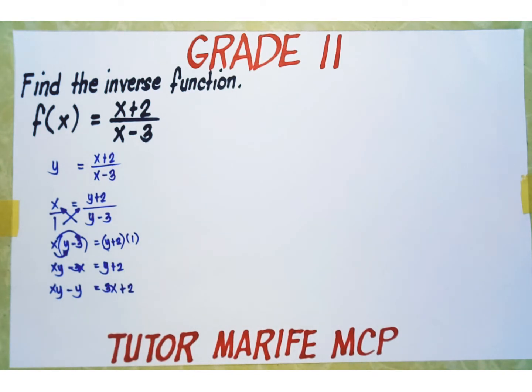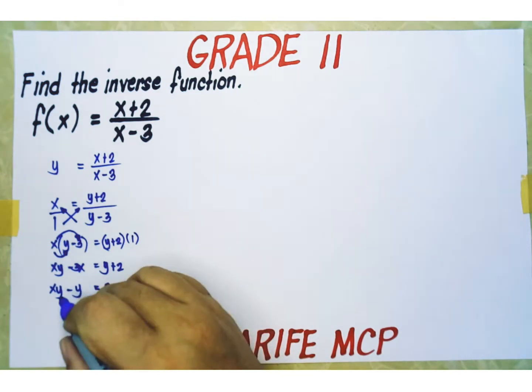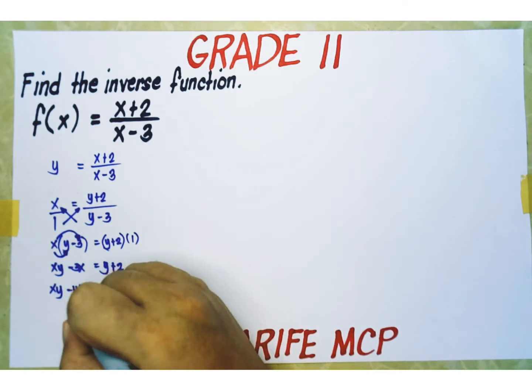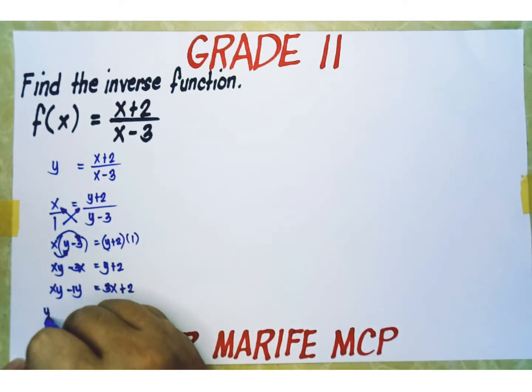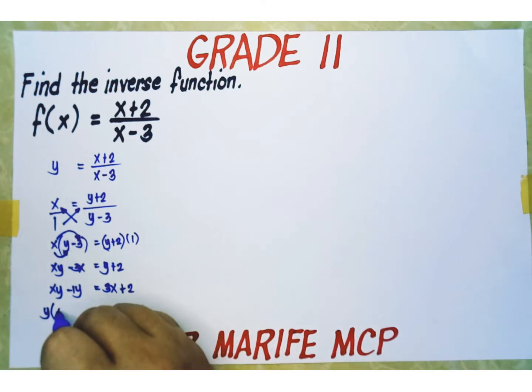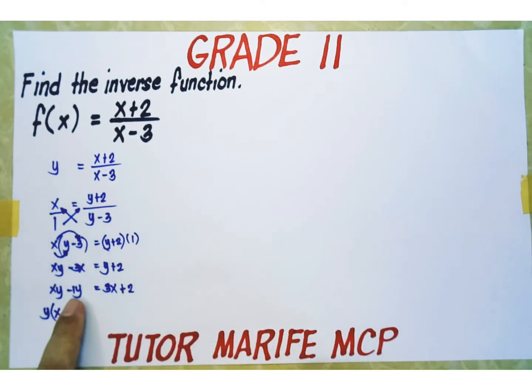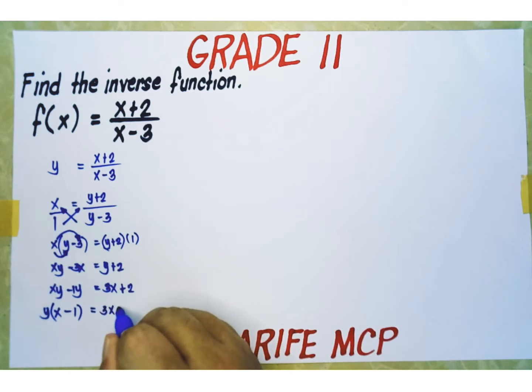Okay? I'll write down the invisible numerical coefficient of y. It's actually negative 1. Then I'll factor out y. It's the GCF, or the greatest common factor, on the left side. xy divided by y is x, minus y, or 1y divided by y is 1, equal to 3x plus 2.